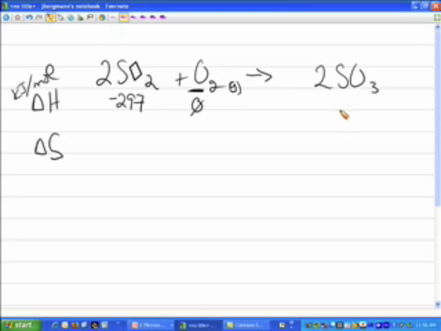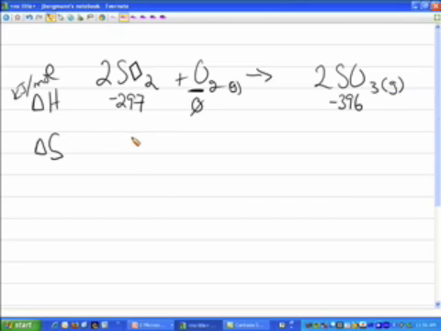And then the sulfur trioxide, SO3 gas, is negative 396. By the way, Mr. Bergman said that the states don't matter. In this problem, they don't matter because these are always gases. But sometimes be careful. If it says water gas or water liquid, they're going to have different values for delta H. So be careful.